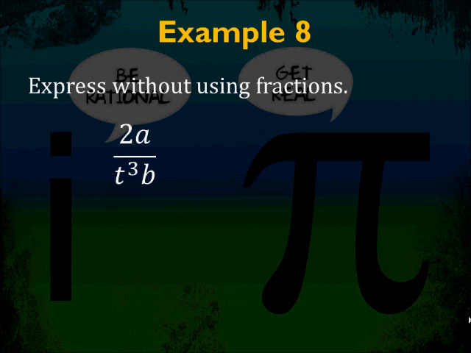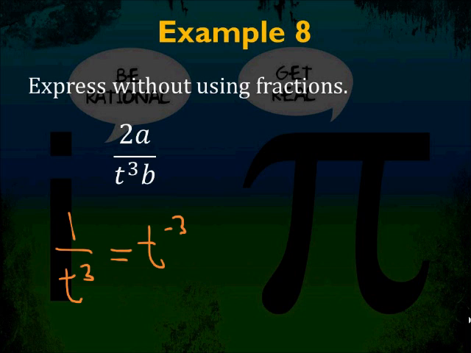Number 8, 2a over t cubed b. So what you can do is see that the t cubed and the b on the bottom can be re-expressed with negative exponents. So t cubed on the bottom is equal to t to the negative 3. So you can re-express it as t to the negative 3.